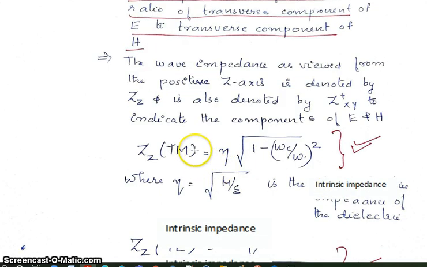Now the wave impedance for an electromagnetic wave in its transverse magnetic mode is defined as eta into square root of 1 minus (omega c by omega) the whole square, where eta is the intrinsic impedance of the dielectric medium, given by the formula square root of mu by epsilon, which we have already studied in our second module. And here you can see, when this omega c, the cutoff frequency, is 0, what happens to Z? It is equal to eta.